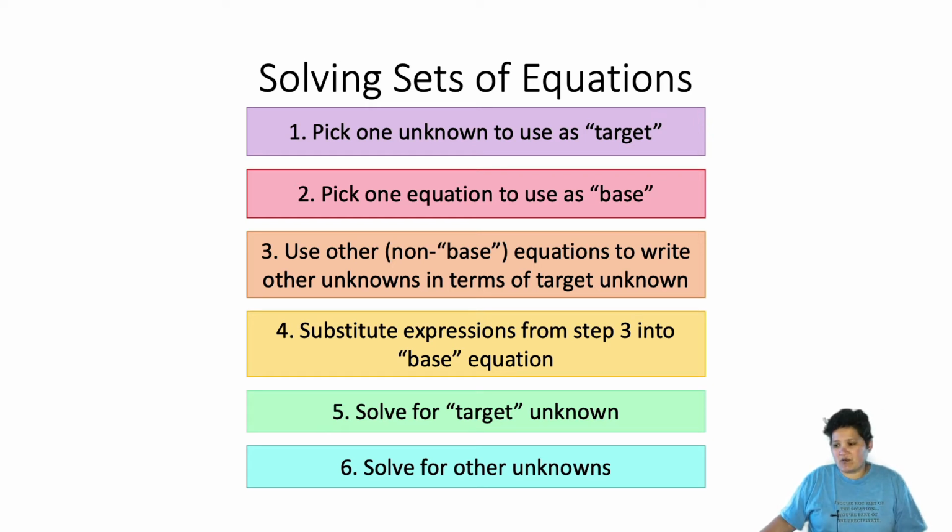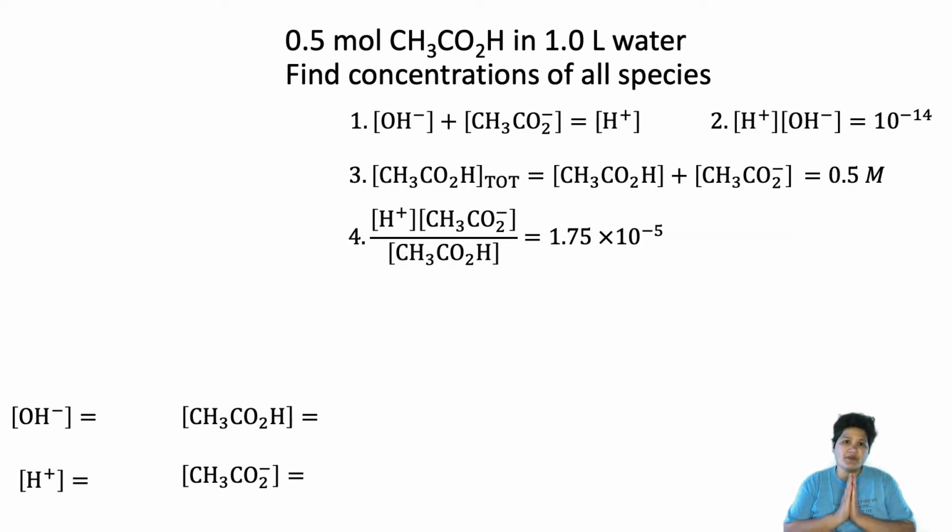I'm going to go ahead and start with the first example that we used in our last video, which is basically taking half a mole of pure acetic acid and diluting it to 1 liter with water. So we now have an aqueous solution of acetic acid. What we're going to do here is find the concentrations of all the species in the system. In the last video, we had identified 4 different unknowns: OH minus concentration, H plus concentration, acetic acid concentration, and then the conjugate base, or acetate, concentration.